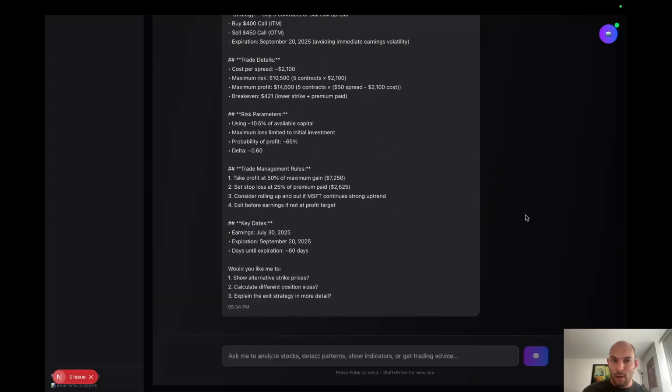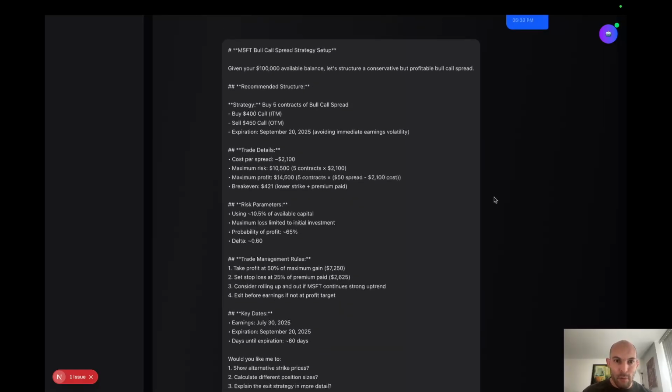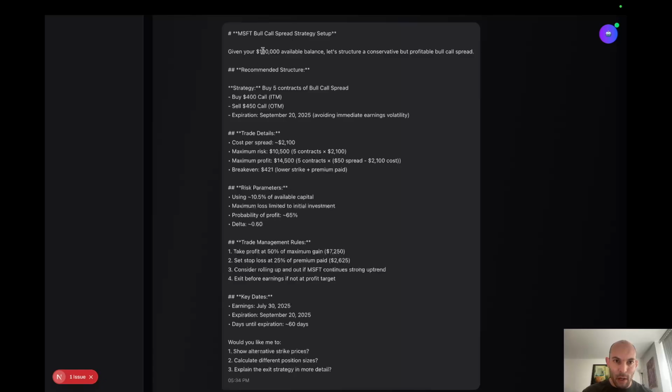Well, let's see what it said. Given your $100,000 of available balance, strategy: buy 5 contracts of the bull call spread. Buy 400 call in the money, sell 450 call out of the money, expiration September 20th, avoiding immediate earnings volatility. Trade details: cost per spread would be $2,100. Maximum risk is $10.5 grand. Maximum profit is $14,500. So this would be using, I think this is assuming we'd be using the entire 100 grand.